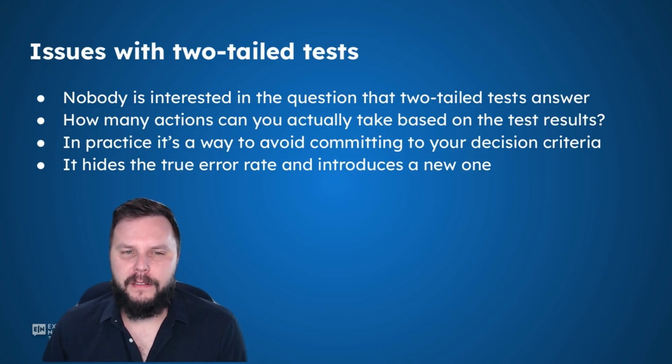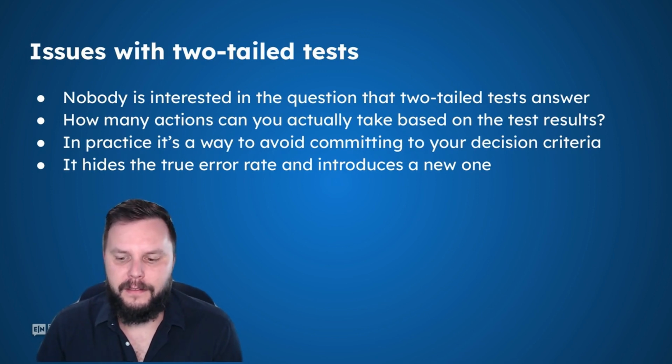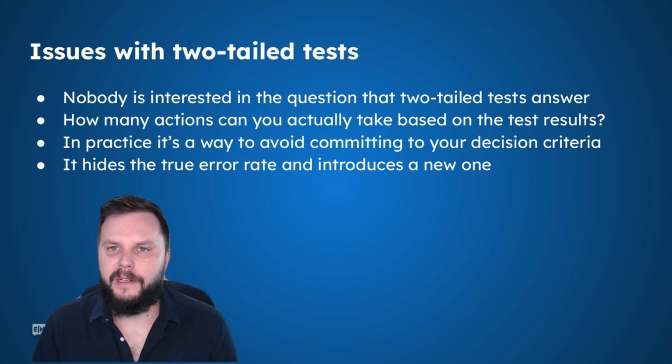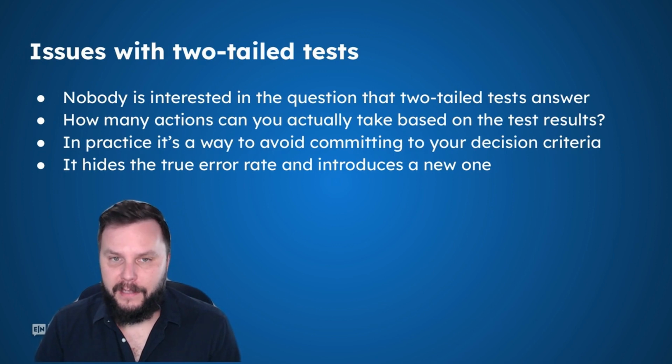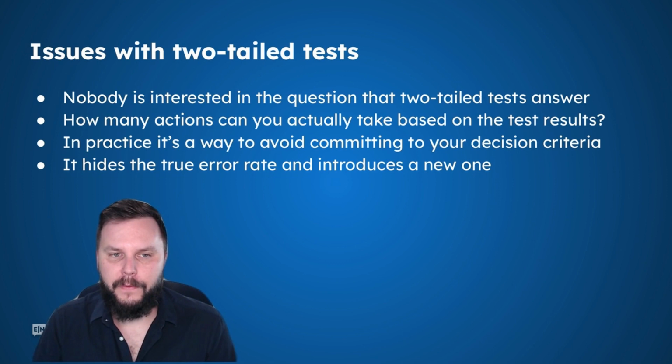So in reality, nobody is interested in the question that two-tailed tests answer. And I'm painting with a pretty broad brush there. So what I should say is, in the context of website A/B tests, in CRO, we can narrow it down further and further if you want, but I think that's probably good enough. Nobody really is interested in that question of, is it different, yes or no? Because we want to know whether it's better or whether it's worse, right? We're interested in one side or the other.